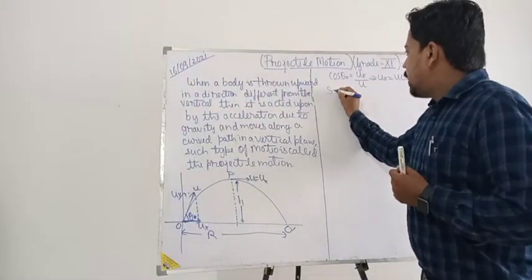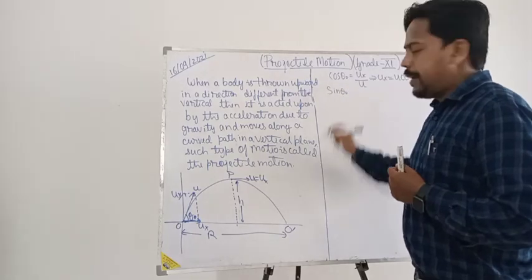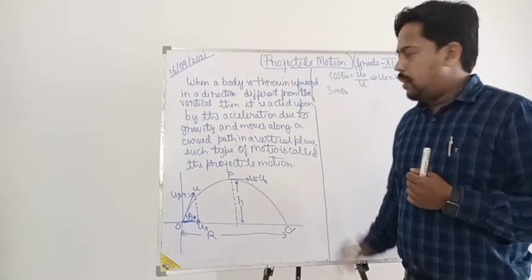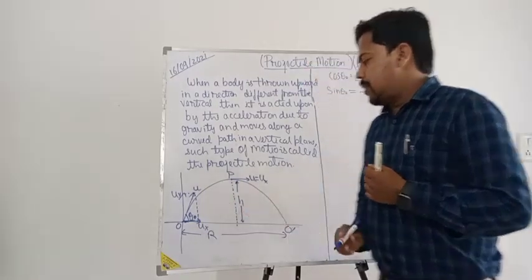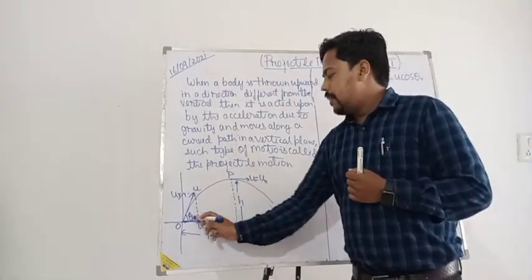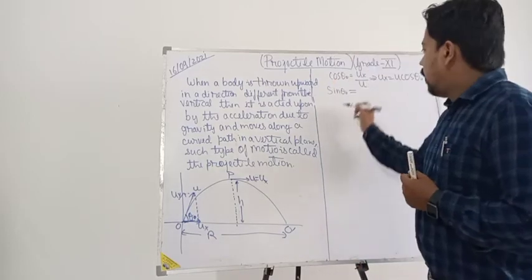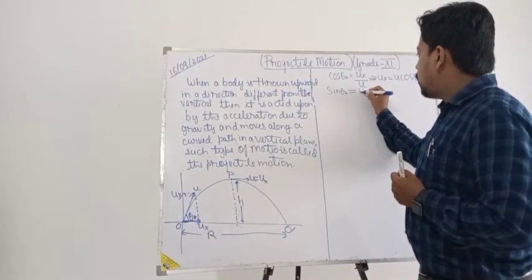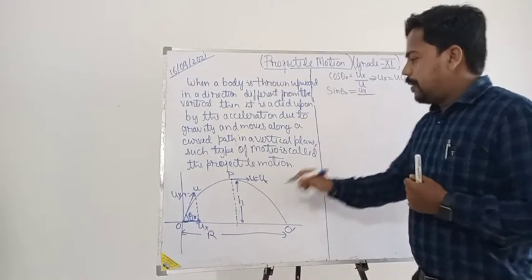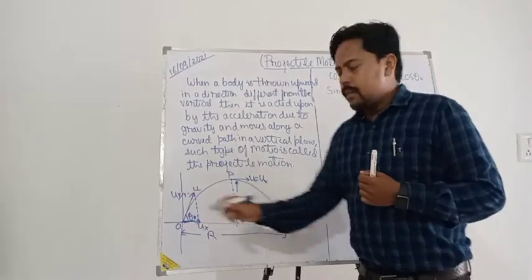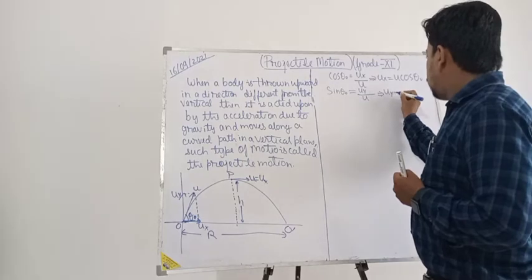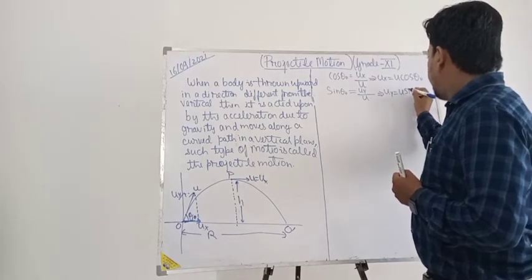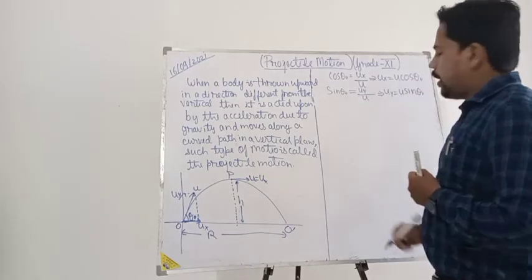We will be applying sin theta naught to get the vertical component of the velocity. So sin theta is what? Perpendicular upon hypotenuse. Applying such a condition in this triangle, sin theta, the perpendicular, is how much? The Vy component, that is what we are required to find. Vy upon u. So uy comes out to be u sin theta naught. This you will be getting.